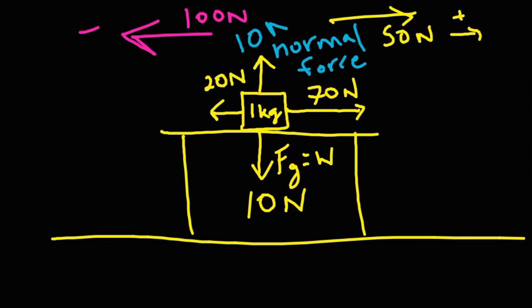So the normal force here is going to be 10 newtons when you compare it with the force of gravity, or the weight of that object. So this is a free body diagram that's including an applied force, a frictional force, the force of gravity, and the normal force.